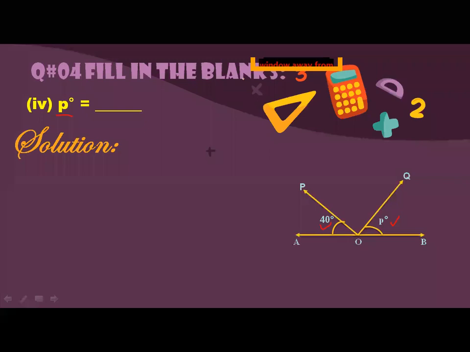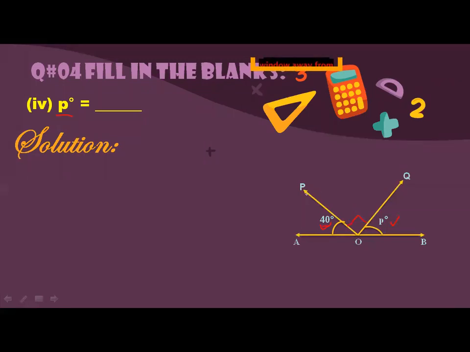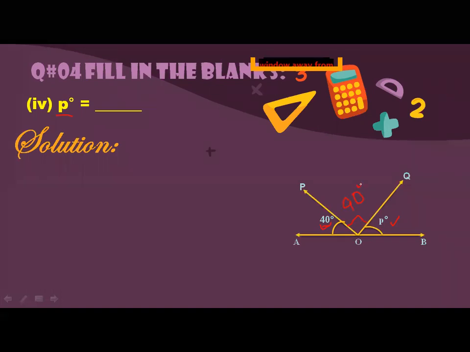All of you are saying supplementary. No, students, this is not supplementary. If you remember the concept of supplementary, in a supplementary angle you have two angles. Here, how many angles are forming? This is angle number 1, which is equal to P. This is angle number 2, which is equal to 40. And there is another angle, this one. As you can see, this is a perpendicular, so this must be equal to 90 degrees.